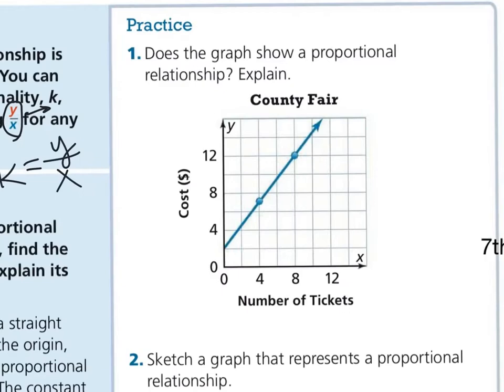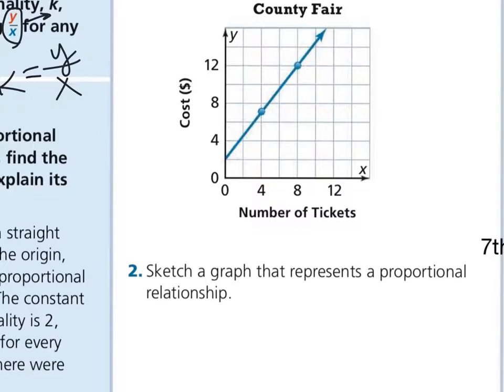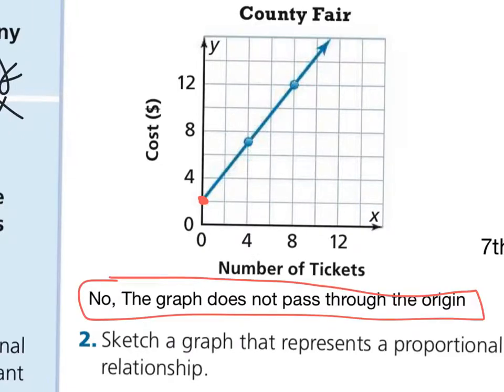So if we look at the practice, number 1, does the graph show a proportional relationship, and explain? And so this one, if you look at the graph, what we're looking for is if we have a straight line and it's going through 0, 0. We do have a straight line on this one. The issue is it's not going through 0, 0, so this would not be proportional. So we could say something like, no, the graph does not pass through the origin.